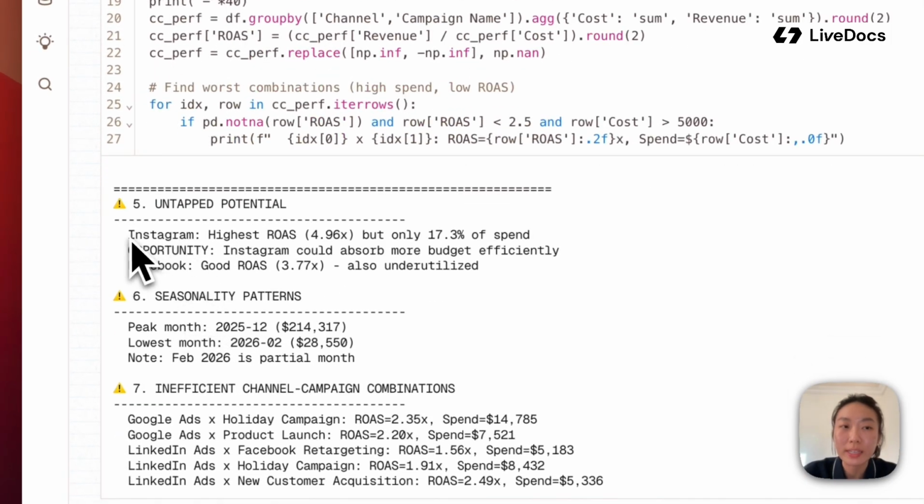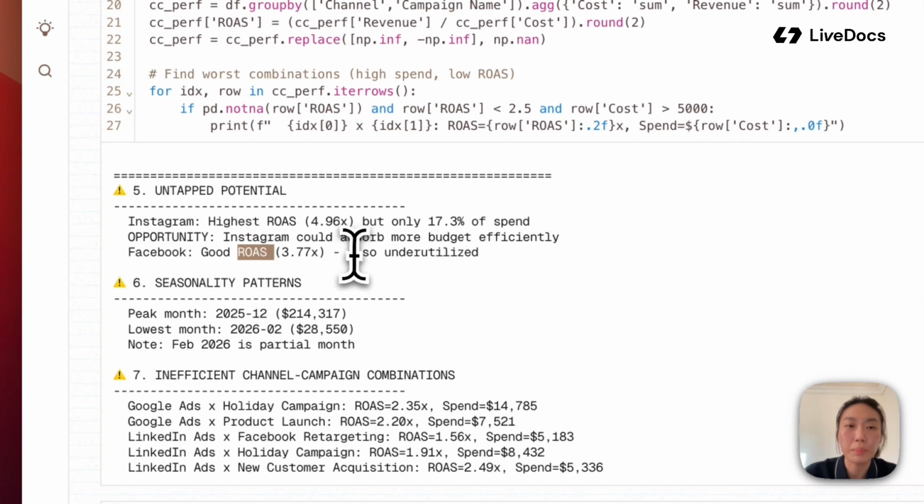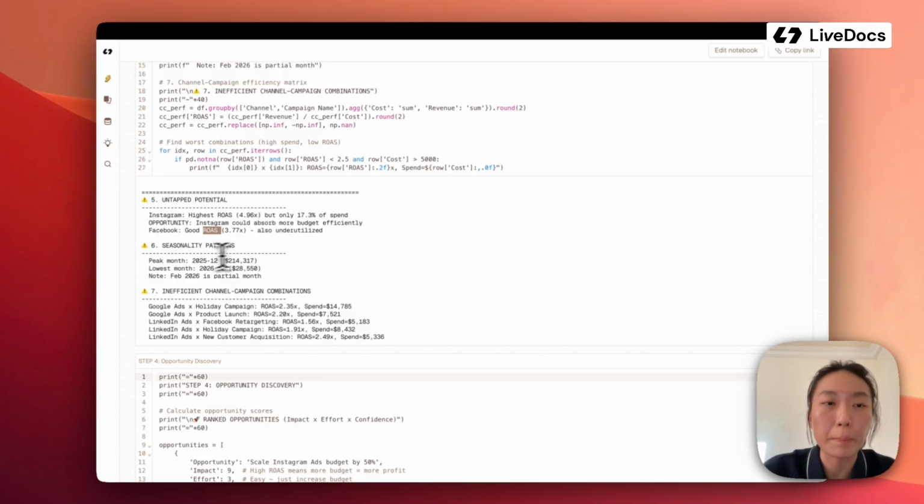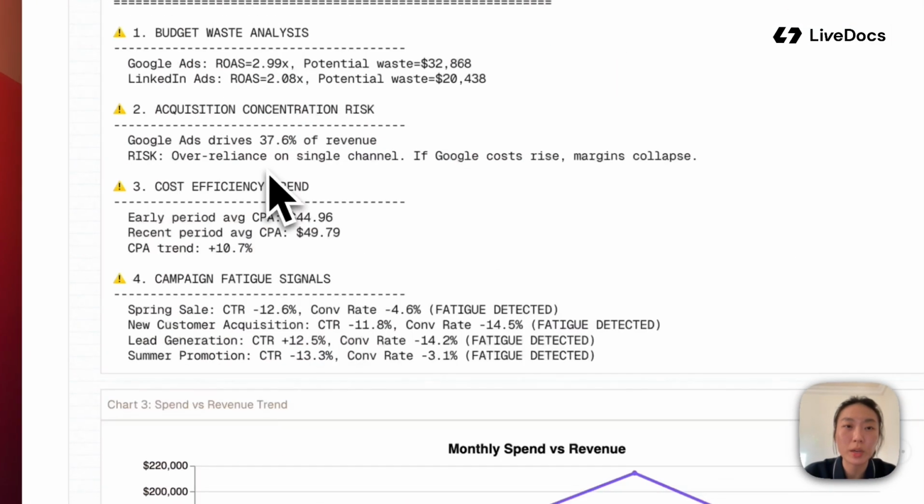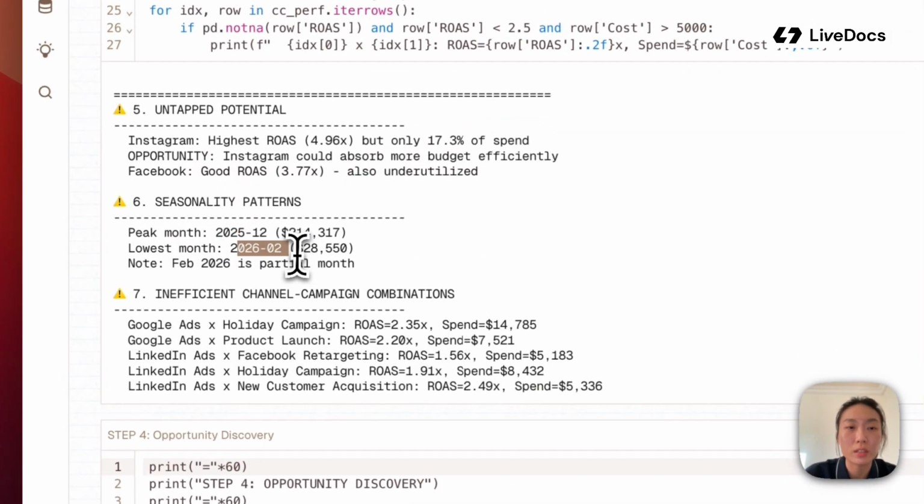summer promotions. And in addition to that, we saw that Instagram has the highest return on ad spend, but only 17.3% of spend. So Instagram could be more budget friendly and efficient. Also, Google has a great return on ad spend, but is also underutilized. So that's another opportunity we have to look at. And for months, the highest is December, as we can see from the graph, about 214,000. The lowest month is this month because it just started, so it's around February 2026 and it's just half the month.